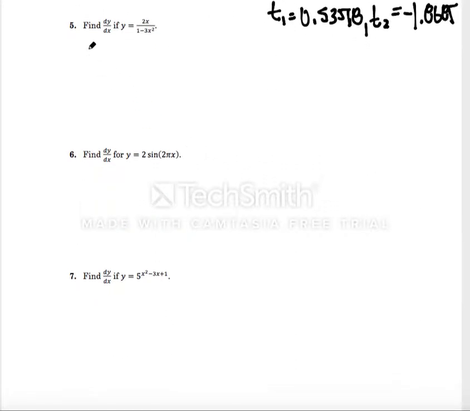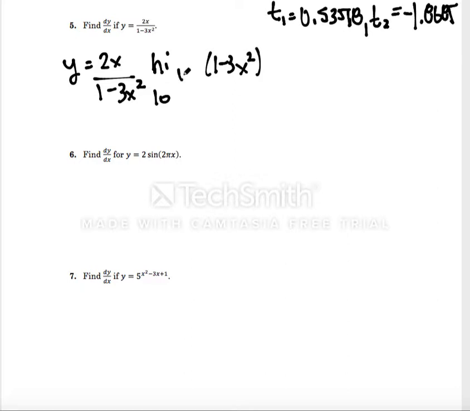Again, I'm looking for a derivative. So I want dy dx, and here is my y function. I want to use the quotient rule in this particular problem because I have a fraction that I want to take the derivative of. If you remember from the summer work, it's low d high minus high d low over low low. So how does that turn into this? Well, here's high, here's low. Low will be 1 minus 3x squared. Forgive me, here's my y prime.